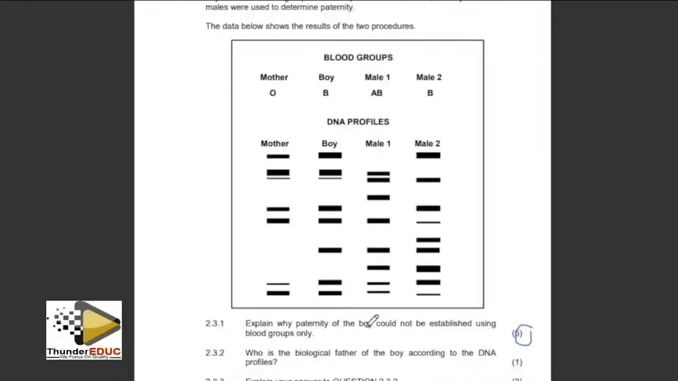But if they ask you to explain why a paternity test is needed in this situation, you will say that the mother is blood group O, while the boy is blood group B. So the boy can be heterozygous, he can't be homozygous. Why? Because the mother is ii, so he gets i from the mother. So the genotype of the boy is heterozygous. Now this one can give the B, and also this one can give the B.